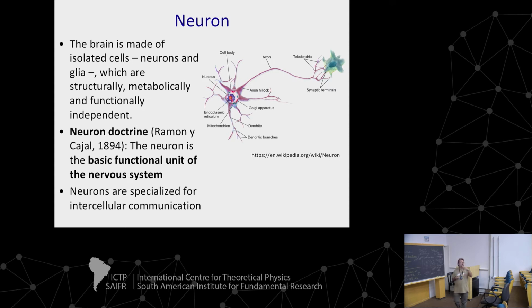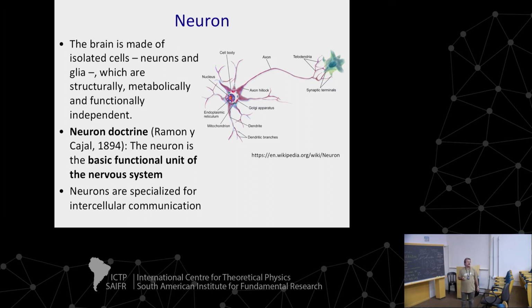So it might be that in 100 years' time, people will give a different talk about neuroscience, and they will emphasize glia instead of neurons. But at the moment, the neuron is the big thing. The neuron cell is the real thing. Okay, so we're going to focus on neurons in this course. They are, as any other cell, structurally, metabolically, and functionally independent. According to the neuron doctrine, which was postulated by Cajal over 100 years ago, the neuron is the basic functional unit of the nervous system, different from the glia.